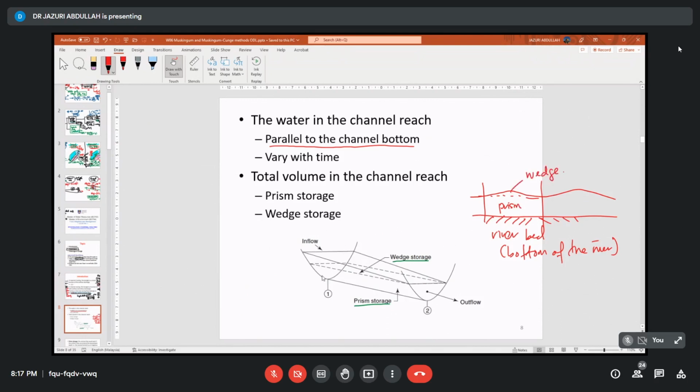Okay, so on this part, this is point 1 and this is point 2. If you look at the inflow, this is the Q in, and this is also the Q in. So you can see there is a difference in terms of drawing. If you look at the bottom part, it is in the shape of a prism.